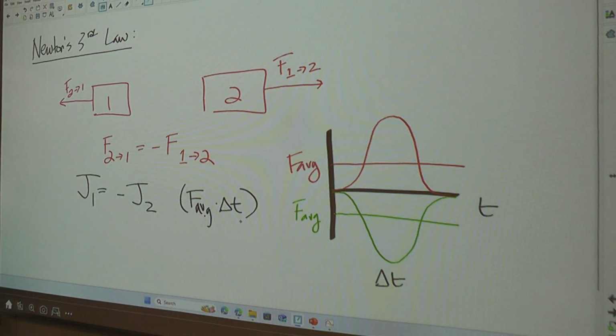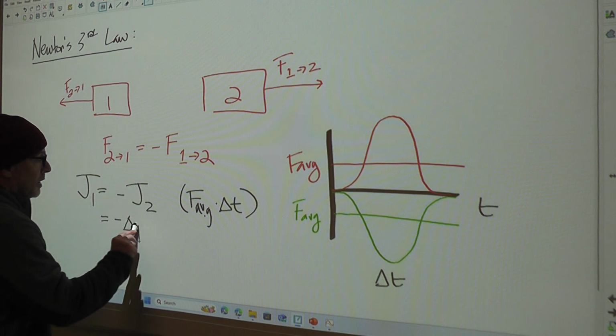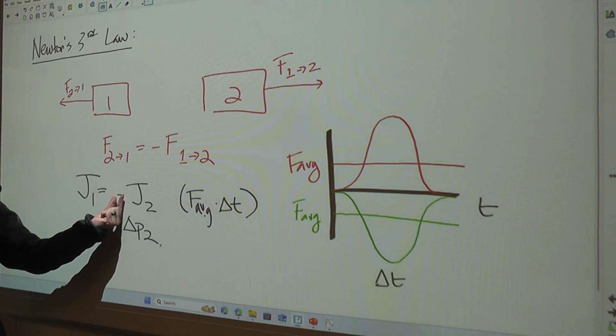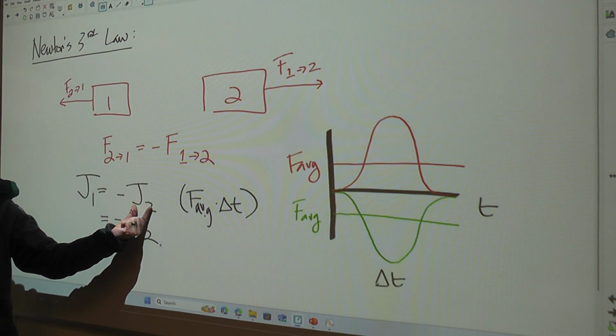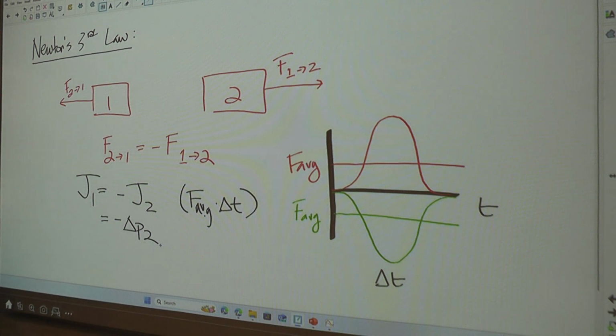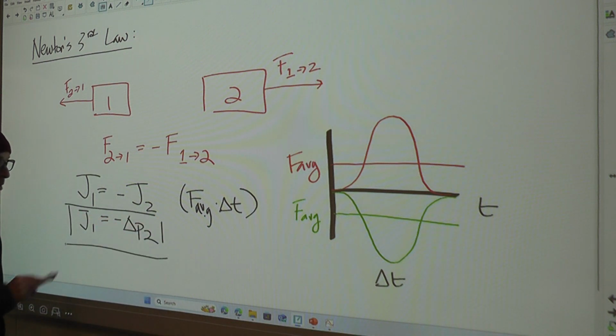And again, since we know mathematically impulse is going to tell us the amount of change in momentum, this is going to be equal to the change in momentum of the second object. So the opposite of the impulse acting on that second object will be the opposite of its change in momentum. So again, we've arrived at the same hypothesized relationship, which matches what we saw in our data.